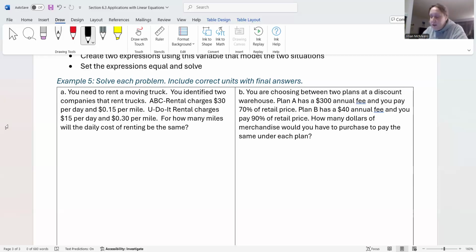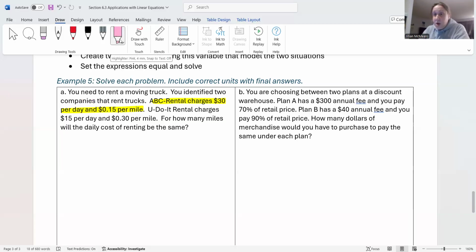So, part A, it says you need to rent a moving truck. You identified two companies that rent trucks. ABC Rental charges $30 a day. That's just the flat fee, whether you drive 1 mile or 1,000 miles. They're going to charge you $30, and then they're going to charge you an additional 15 cents per mile. So let's outline the ABC rental in yellow. So ABC rental, $30 per day, 15 cents per mile. We then have You Do It Rental.